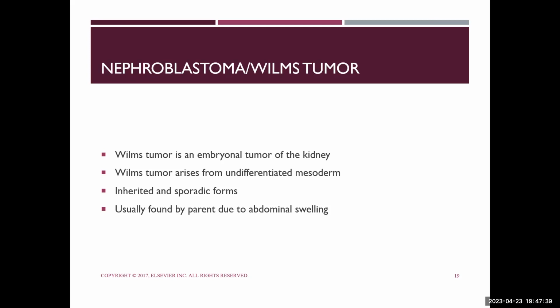So usually there'll be a painless, palpable abdominal mass. The child will have loss of appetite, usually abdominal pain as well, and a fever. In about 20% of cases, there's blood in the urine. There'll also be nausea and vomiting. In some cases, there's high blood pressure.